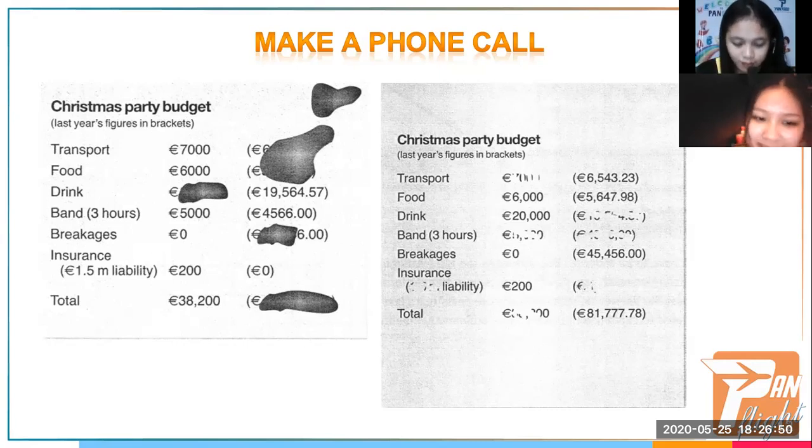Yes, I hear it. That's so good for me. And the last thing I want to ask you is that I want to complete my missing number budget. Is that the total number of last year? Could you tell me? Yes, the total number of last year's budget is 81,777.78 euros. Okay. Thank you, my friend. I have completed my Christmas party budget. Wow. Thank you so much. Is that all? Yes, that's all.